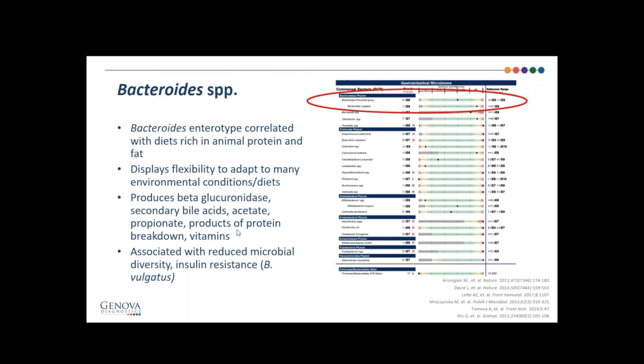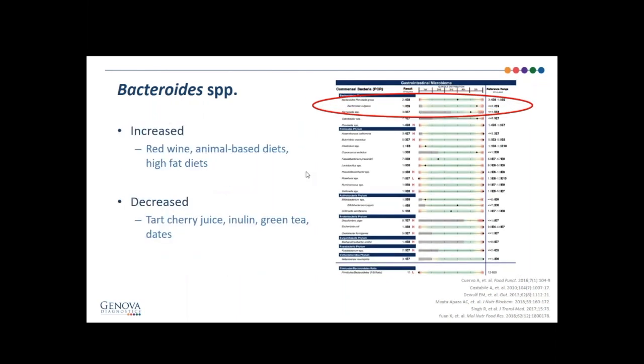They're associated with reduced microbial diversity in one paper. Insulin resistance, that's specifically referring to Bacteroides vulgatus, which is the second PCR target that we measure on this page. It's been shown to be increased with red wine, animal-based diets, high-fat diets.